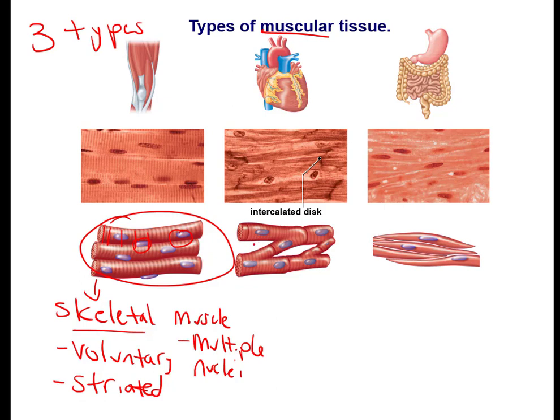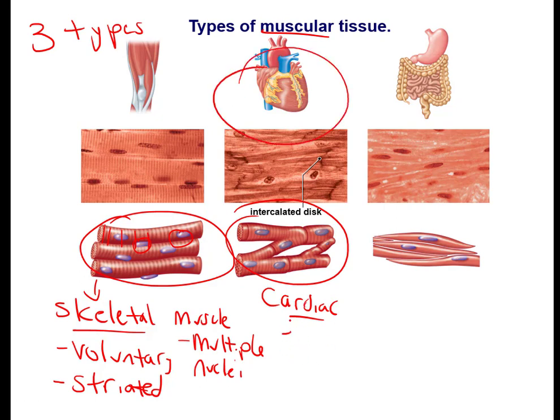The second class of muscle cell is cardiac. Cardiac muscle is associated with your heart. It's found only in the heart. This muscle is involuntary. You don't have any control over your heart. You can't tell it to beat faster or slow down. It's automatic. This type of muscle is also striated. You can see these striations when you look at it under the microscope. Cardiac muscle is also highly branched. You can see these branches.